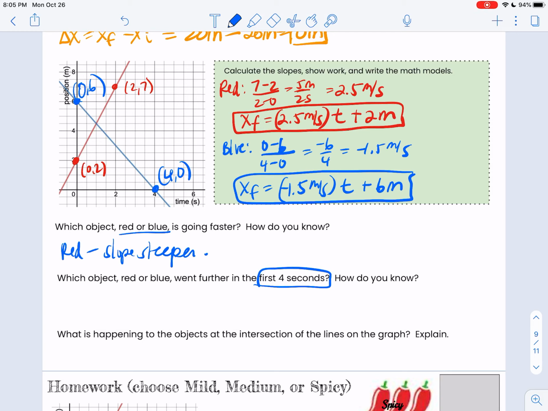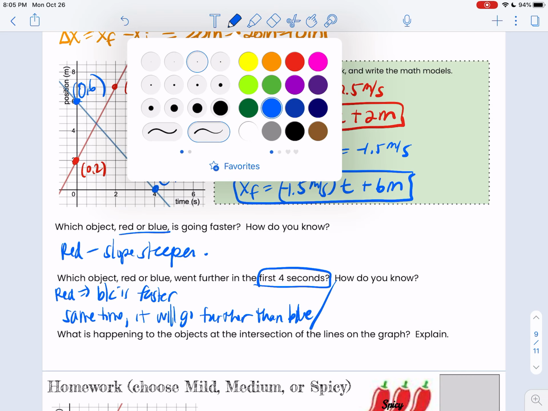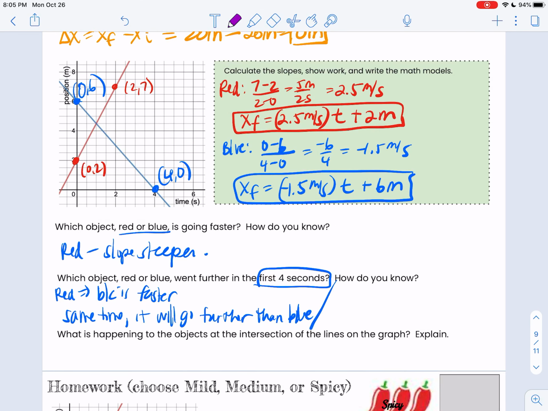Who went further in the first 4 seconds? How do you know? Well, 2 ways we can look. We know it's going to be red because red is faster. So given the same time frame, it will go further than blue. That's one way that we know. Or if you want to look at the graph, you can see in 4 seconds, oh, we can't even see where that one is. Blue went that far. Blue went negative 6 meters. And red went 5, 6, 8, 4.